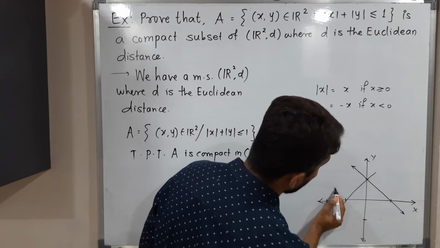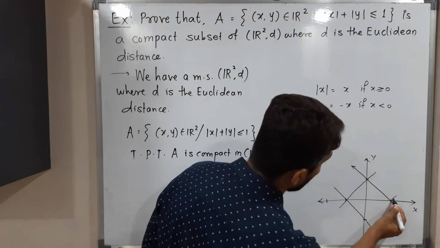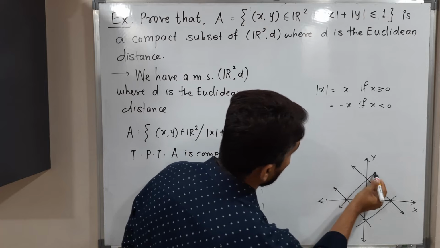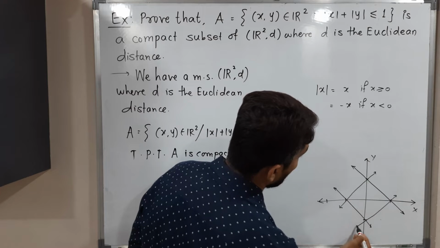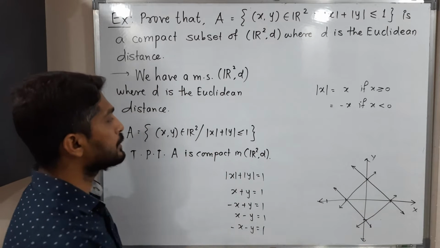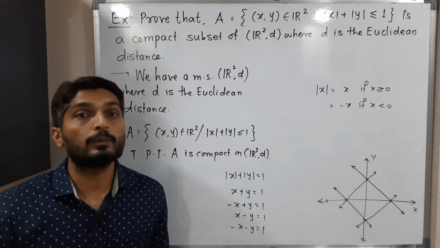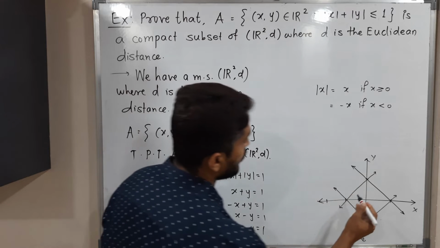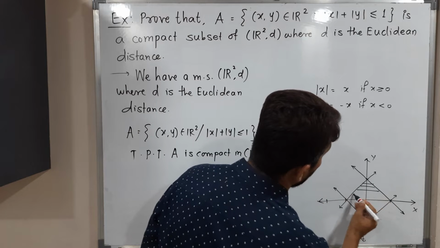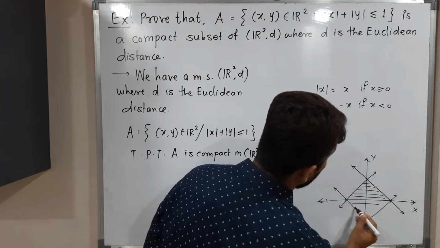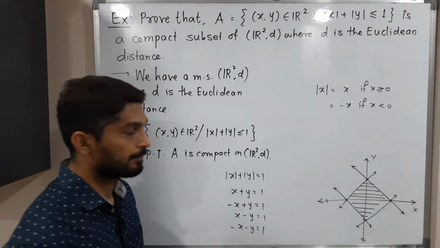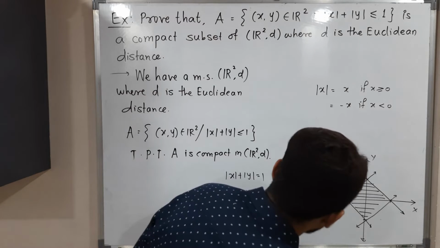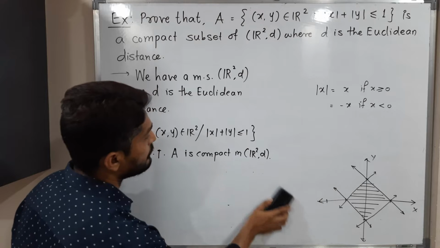Let me draw properly. As you know, here they have mentioned |x| + |y| ≤ 1. That means it indicates the region which is bounded by these 4 lines. So this is the region we have, bounded by these 4 lines. So we get a square here. And now we have to prove that it is a compact set. Let me remove the unnecessary part so we will have some more space to write.